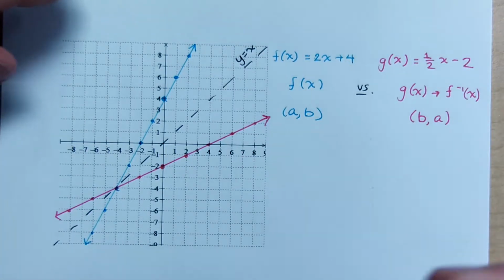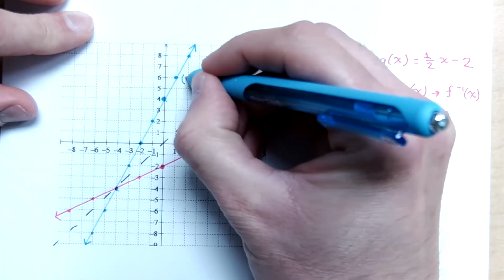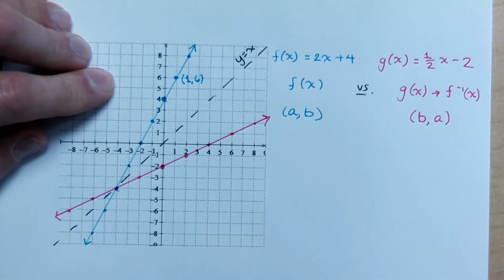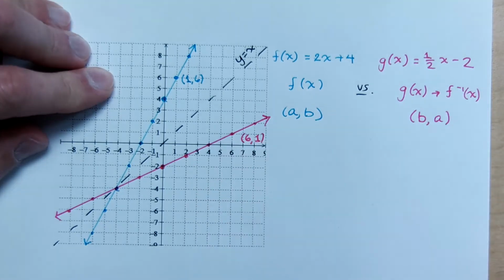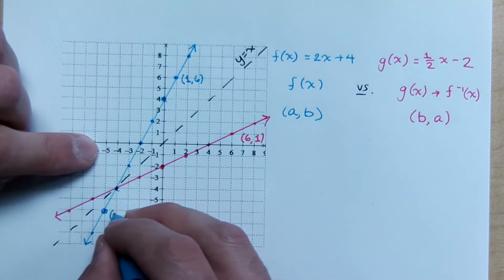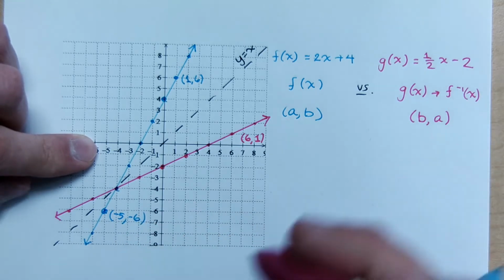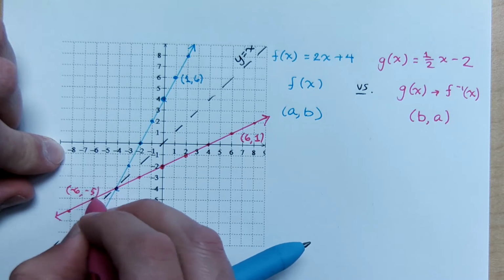So, for example, this, I said AB becomes BA. This ordered pair right here is the ordered pair (1, 6), which means on the inverse, you should have what ordered pair? You should have the ordered pair (6, 1), and lo and behold, there it is. Is that amazing? Of course it is. This ordered pair right here is the ordered pair (-5, -6). So what should be on the inverse? (-6, -5). Right?